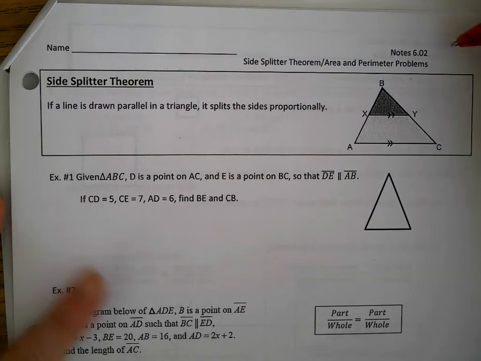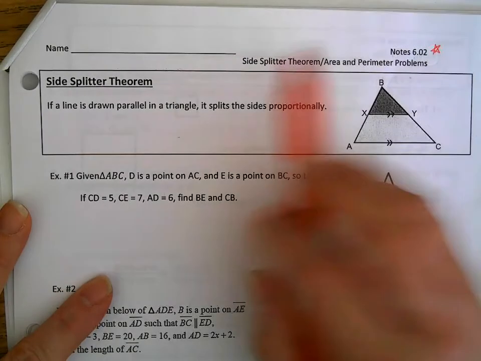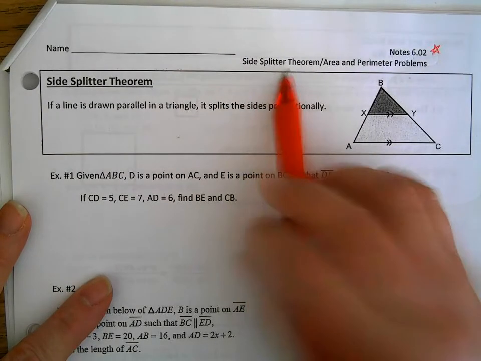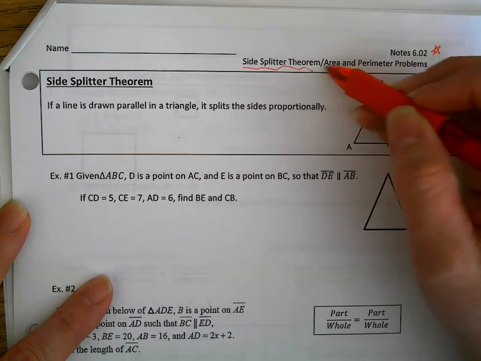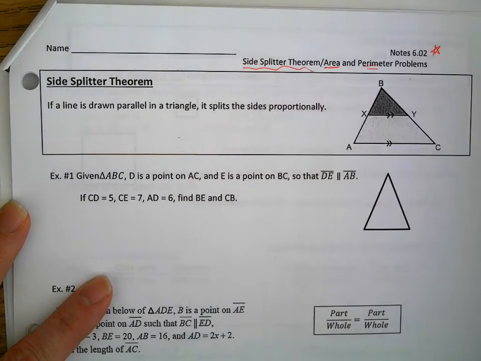Hello, welcome to Notes 6.02. Today we're looking at what's called the side splitter theorem. It's a new rule that helps us with our proportions. We're also going to focus on some area and perimeter problems.